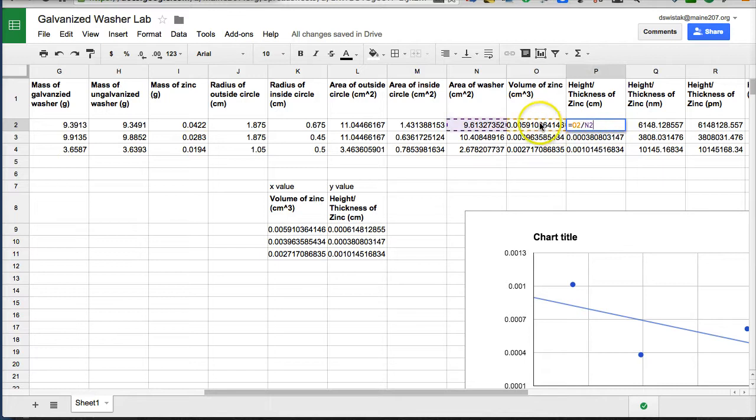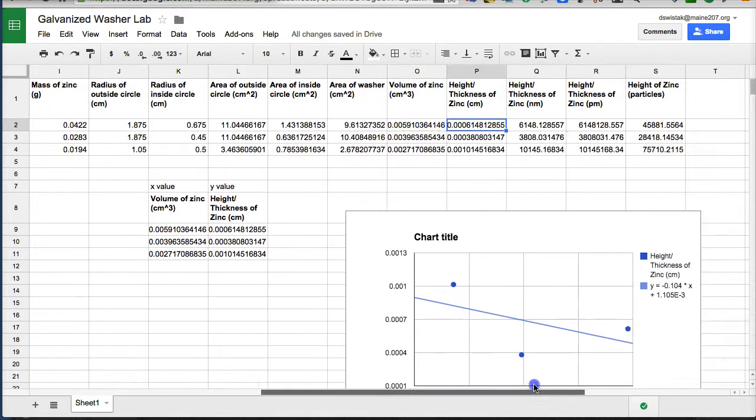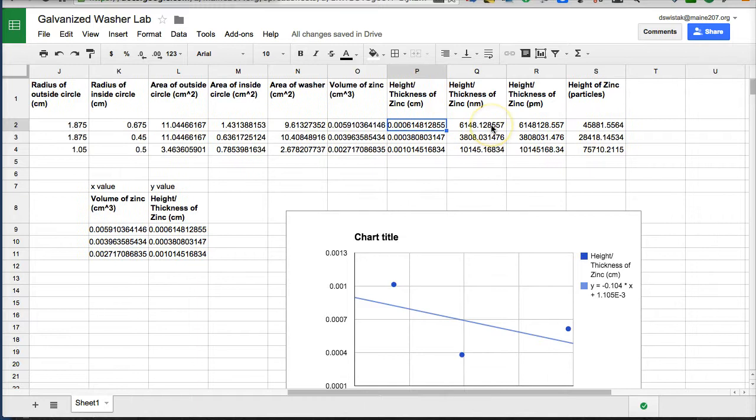The thickness of the zinc then is just the volume divided by the area, because volume is equal to area times height for most regularly shaped objects. The thickness in nanometers is 10 to the 7th away, because a meter is 10 to the 9th nanometers and 10 to the 2nd centimeters. So the difference is 7 zeros. The thickness in picometers, nanometer to picometer, is just 10 to the 3rd. And the height in particles, of zinc particles or zinc atoms, is just this divided by 134.